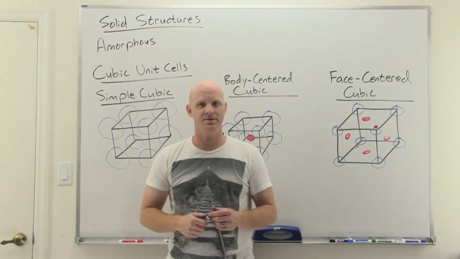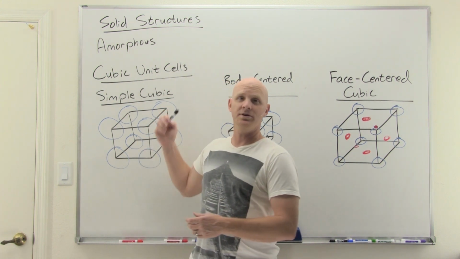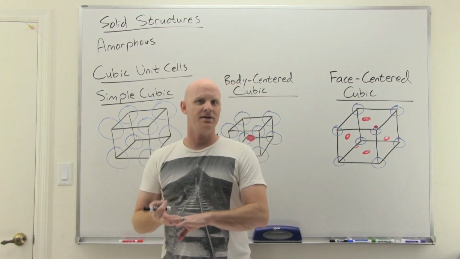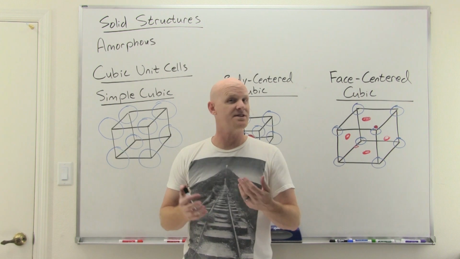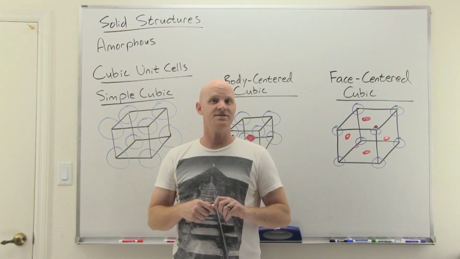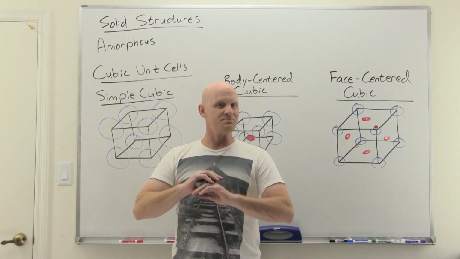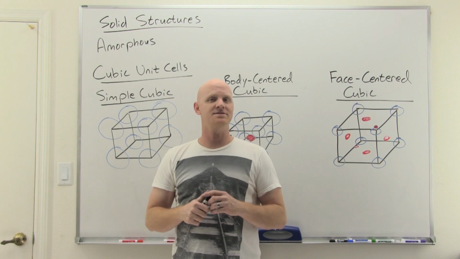In this lesson on liquids and solids, we're going to take a look at solid structures, and we're going to take a look at the different cubic unit cells: simple cubic, body-centered cubic, face-centered cubic. We'll look at close packing of spheres, hexagonal close packing, cubic close packing. We'll finally finish this off with a discussion of the different types of molecular solids and some real small generalizations we can make about those different types of solids.